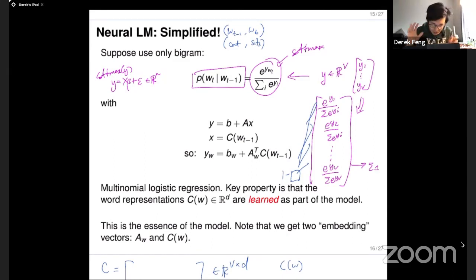So I think you should just think of this as a model. It's like a very fancy logistic regression. We need to understand the model first before I explain to you how to actually fit this model. Okay, so what is Y?